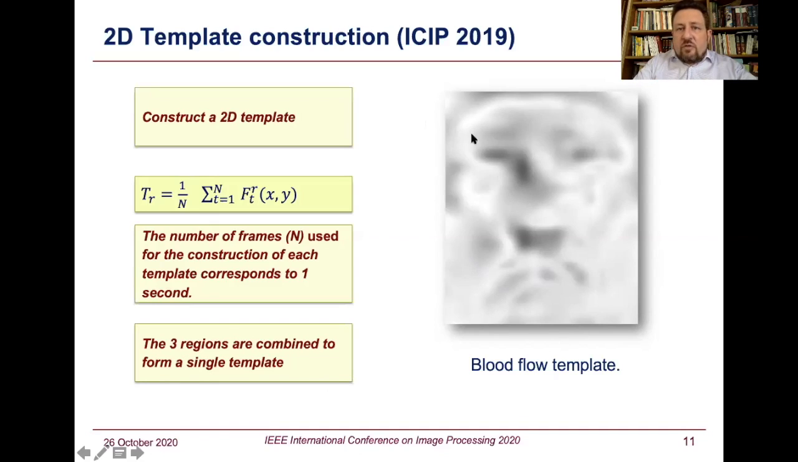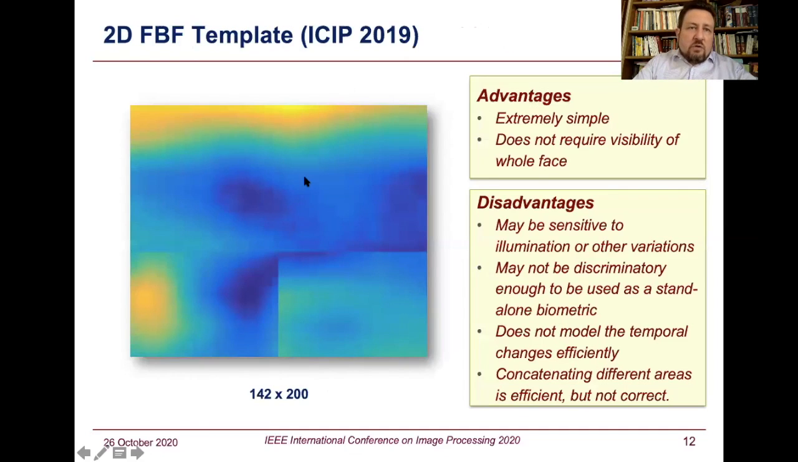And now from that phase, we used to isolate the three areas, and then we concatenate them to form a single template. So we used to form a 2D FBF template, which is something like this. So this is the average template from the forehead, the left facial area, and the right facial area, which overall gives you a new template of 142 pixels times 200 pixels. And this is the template that is fed to the classifier and is going to recognize the person from this information only.